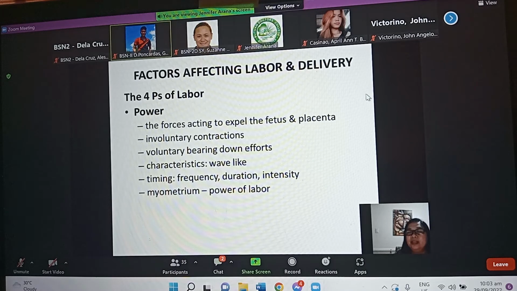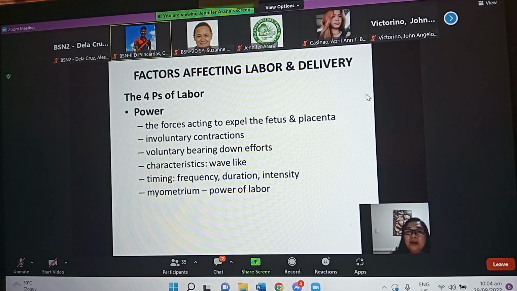Okay. Next piece of labor is the power. Power is the force acting to expel the fetus and the placenta. So, itong unang P, pelvis. Second is the passenger or the fetus. Then we have the power or the force acting to expel the fetus and placenta. This is furnished because of the involuntary contractions of the uterus plus the voluntary bearing down efforts.